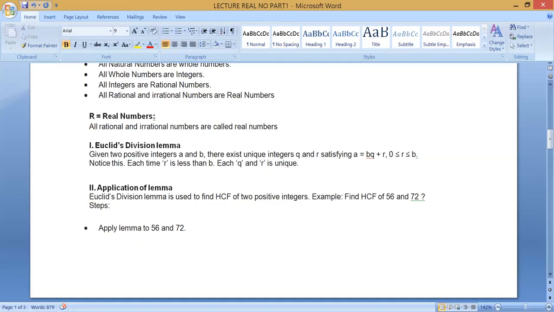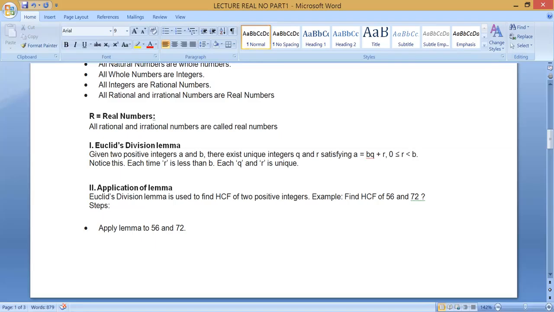That is, two positive integers. If I take A and B, A means 8, B is 3, and this is the condition: A equal to BQ plus R, where R is greater than or equal to 0 and less than B. Here it is the mistake. R is less than B. So this condition is very important. R is less than B. Remainder should be less than divisor.